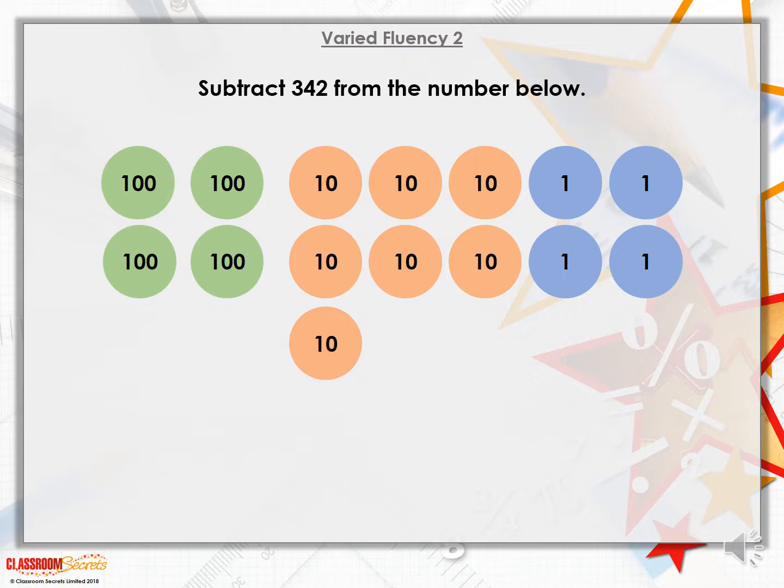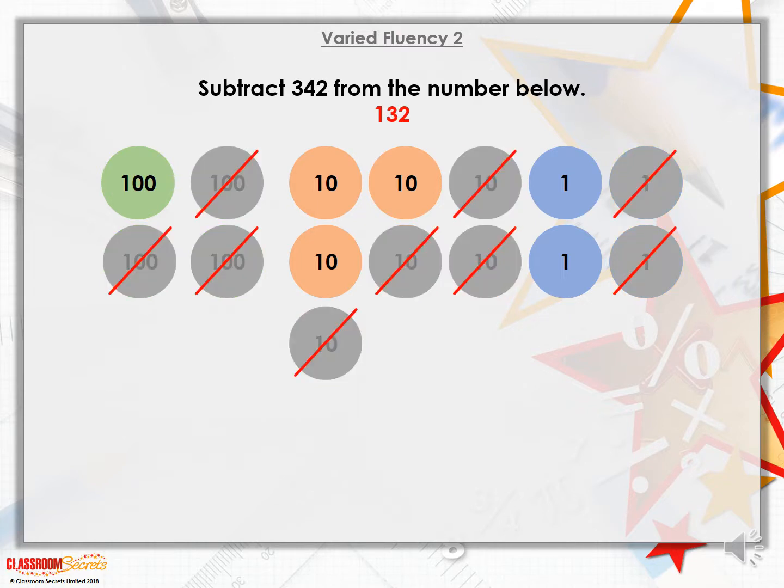Now we're going to look at the second question. This one says subtract 342 from the number below. So if I was doing this, I would start obviously with my ones. So I take 2 away from the ones, then 4, so I can just cross them out. Then I take 4 away from the tens, and then I would take 3 away from the hundreds.